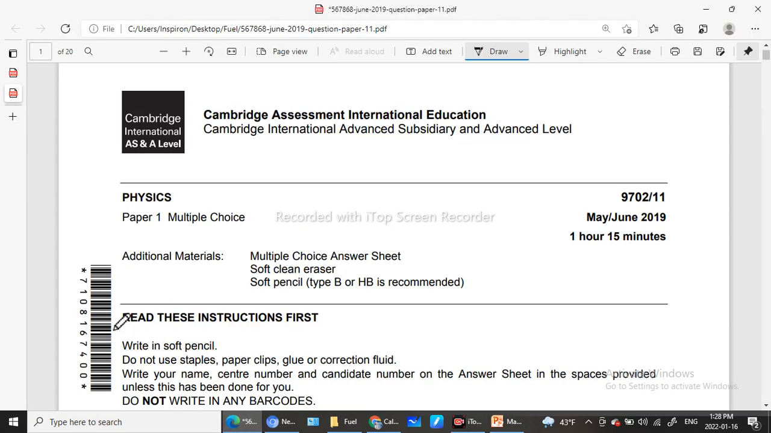In this paper, Cambridge International AS & A Level Physics, this is the number of the material: 9702/11, Paper 1, multiple choice, May-June 2019.